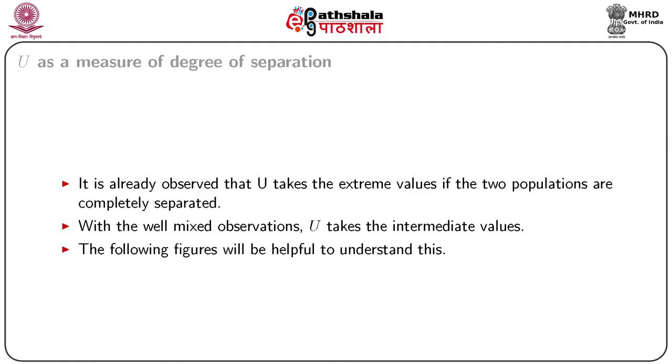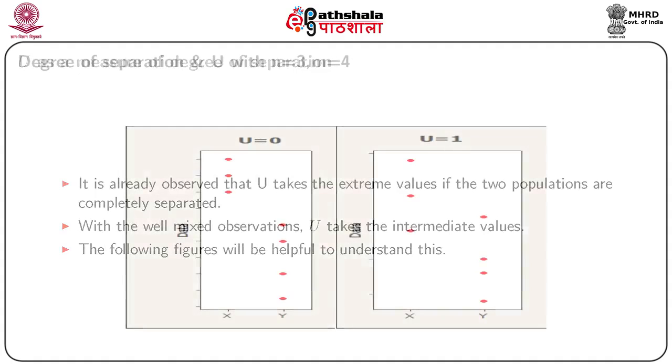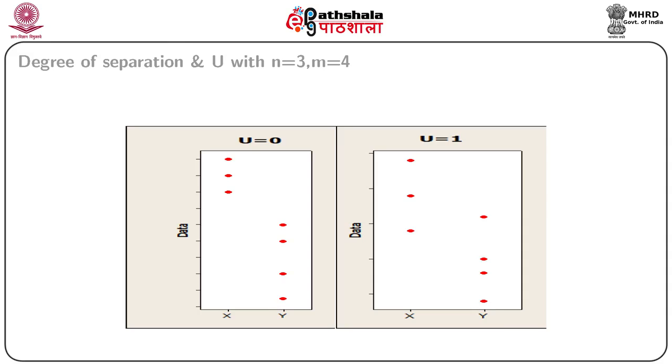We have already seen that U takes the extreme values if the two populations are completely separated, and with well-mixed observations, U takes intermediate values. The following figures will be helpful to understand these. Suppose we have 3 x observations and 4 y observations. We have prepared an individual value plot for both the populations. For the first figure, all the x observations are larger than those of y's and hence U equal to 0. In the second figure, we find 1 x less than the highest y observation and hence U equal to 1.